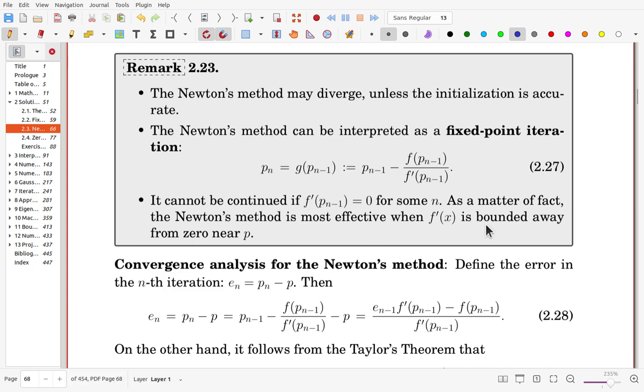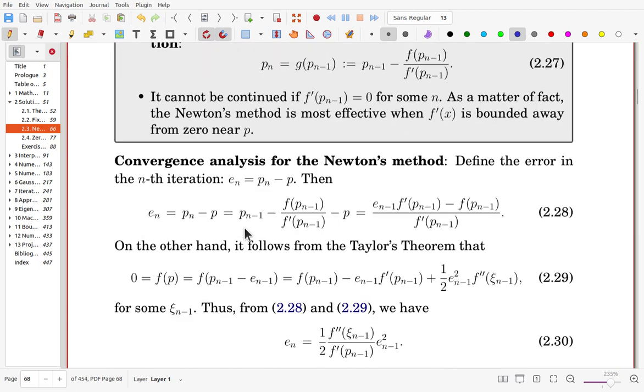And as a matter of fact, Newton's method is most effective when f prime of x is bounded away from 0 near the solution p. Okay, now we'll go to convergence analysis for Newton's method.